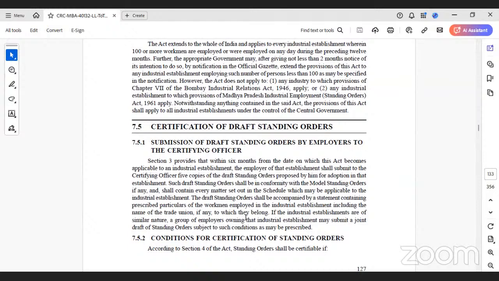As per this, Section 3 provides that within 6 months from the date on which this act becomes applicable to an industrial establishment, the employer of that establishment shall submit to the certifying officer 5 copies of the draft standing orders proposed by him for the adoption in that establishment. And once the standing orders were confirmed, the model standing orders shall contain every matter set in the schedule which can be applicable to the industrial establishment.